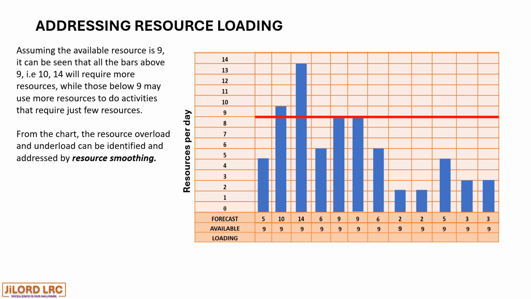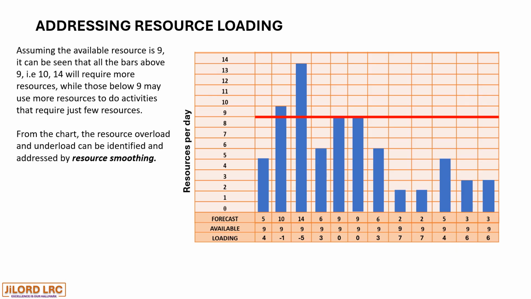So the available resources, as indicated on the chart, is 9 throughout from activity day 1 to the final duration of day 12. So the loading can be calculated. It means for the loading, day 1, there is an underload of 4. For day 2, there is a requirement of an additional resource of 1. For day 3, there is an additional resource of 5.